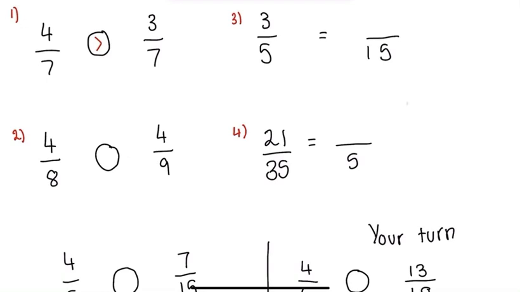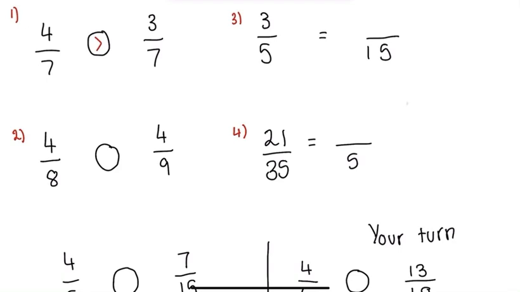Now for the next one, we've got 4/8 and 4/9. So this time our numerators are the same, but our denominators are different. So this time you need to think about it as if it was a cake. Let's say we had a cake and we cut it into 8 pieces. Think about how big those pieces would be. Now let's take a cake and split it into 9 pieces. Think about how big those pieces are going to be.